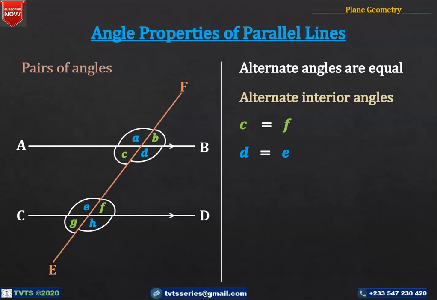The second set are alternate exterior angles, and these are formed outside the two parallel lines. We observe that A and H are alternate to each other, and B and G are also alternate to each other. This implies that A is equal to H and B is equal to G.